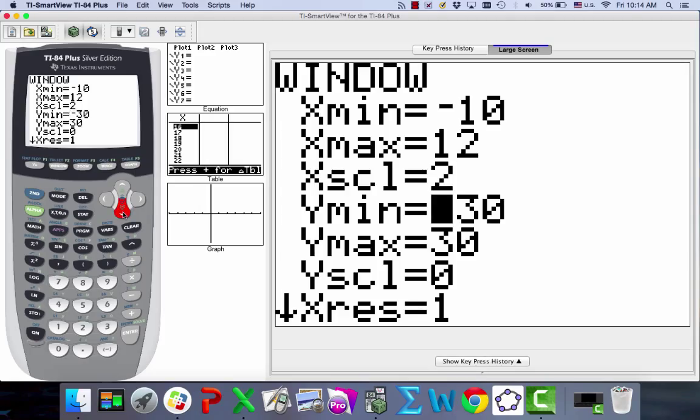And then on the y-axis, let's go from negative 10 up to, let's do 80. The tick marks in the book are every 10, so I'll set the scale to 10.